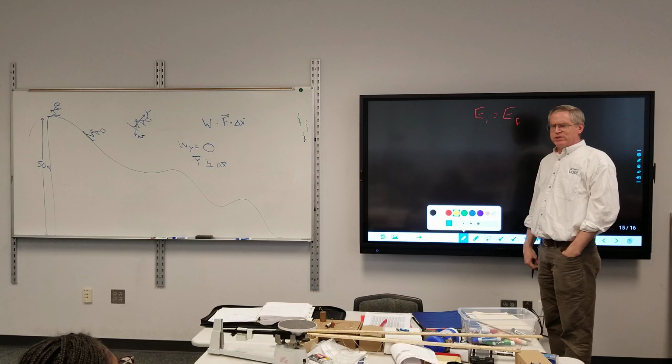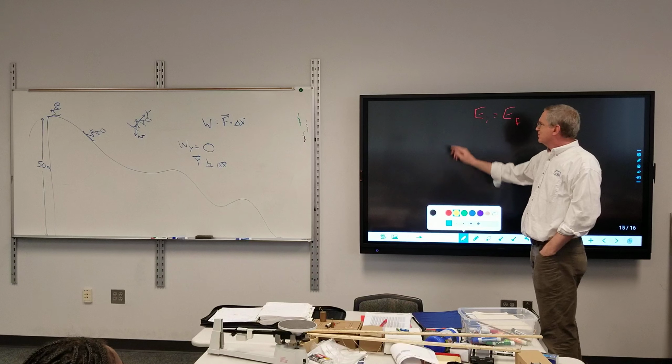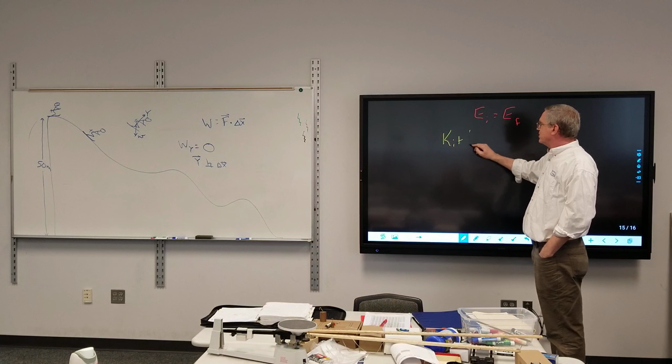What are my two types of energy? Kinetic and potential. All right, so I've got my kinetic energy plus my potential energy, and it's equal to my kinetic final plus my potential final.